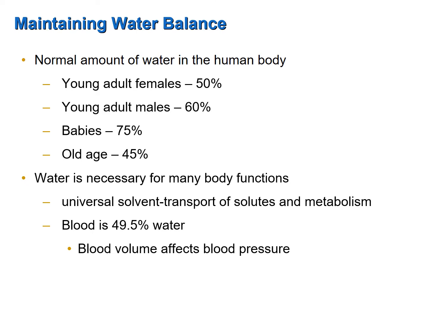Plasma is 55% of whole blood, and therefore blood is a little under 50% water. Blood volume, of course, affects blood pressure. So maintaining water balance, or the appropriate amount of water in the body, is critically important to maintaining homeostasis.